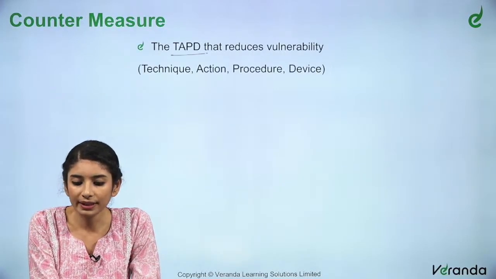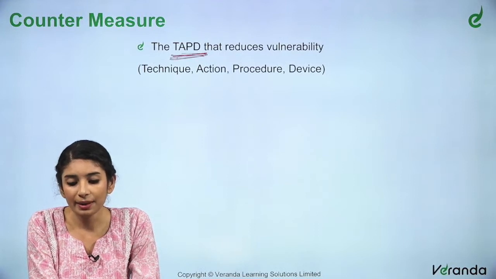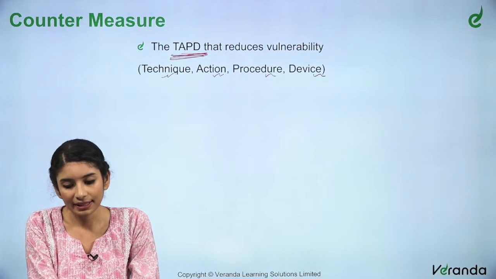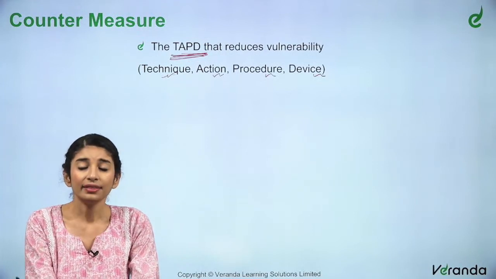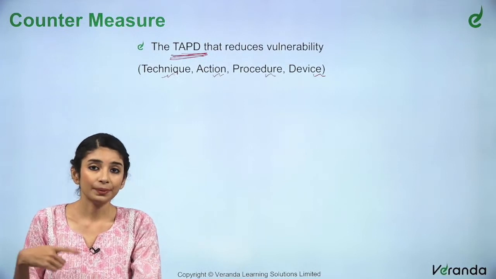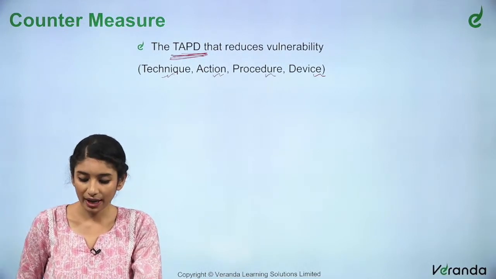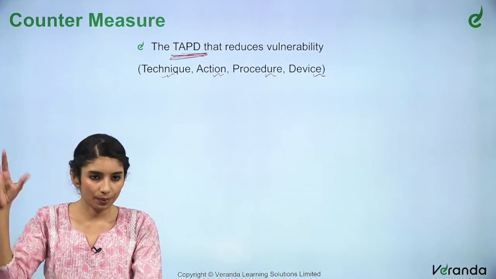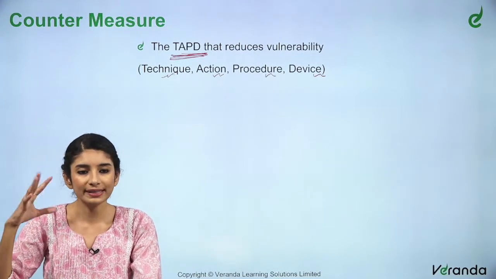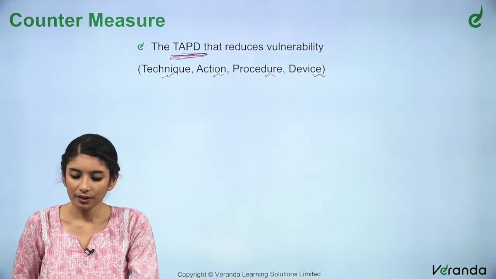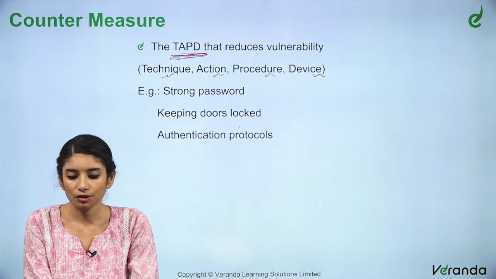Countermeasure. The TAPD: technique, action, procedure and device that reduces the vulnerability. So, for example, the vulnerability is that I do not have an alarm bell. Countermeasure would be that I put an alarm bell, I put a CCTV camera. So, I put all these devices so that my vulnerability is reduced. Clear? Strong passwords.